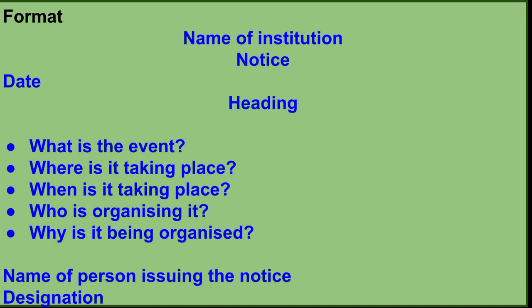body should be there, and in body you should mention what is the event, where is it taking place, when it is taking place, who is organizing it, and why is it being organized. This last point is optional. You can mention or you cannot mention. It is not necessary to mention this point in body of notice. And then at last, name of the person who is issuing the notice and his or her designation. Now let's see one example. And one thing, remember that notice should be written in a box.